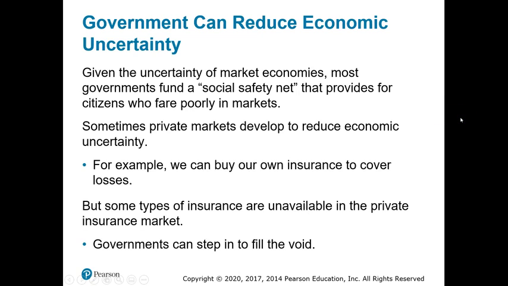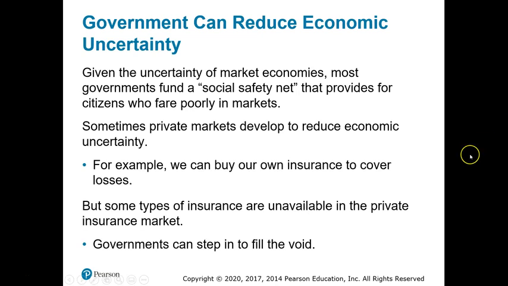Given the uncertainty of market economies, most governments also fund a social safety network, and this provides for citizens who fare poorly in markets. Those who don't make fair living wages. The government steps in and helps give food stamps. They help give Social Security. They help give housing vouchers.